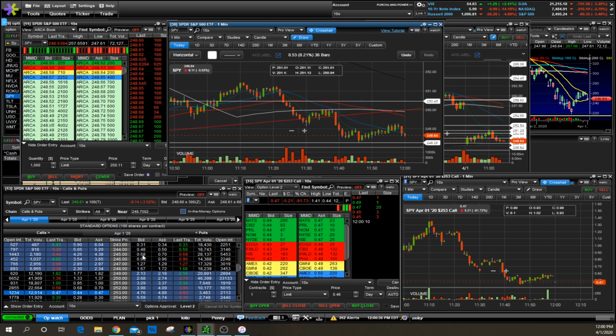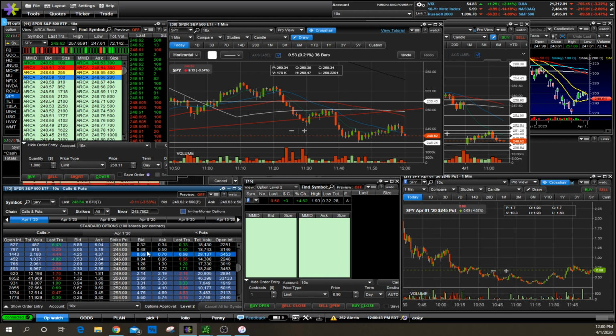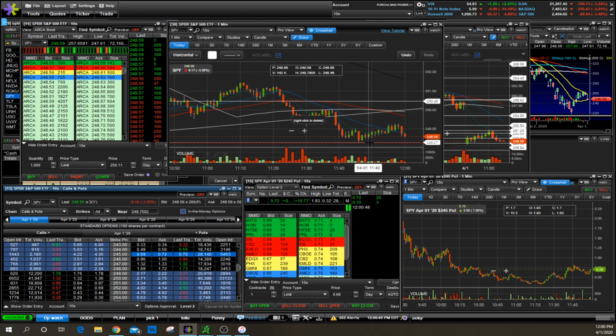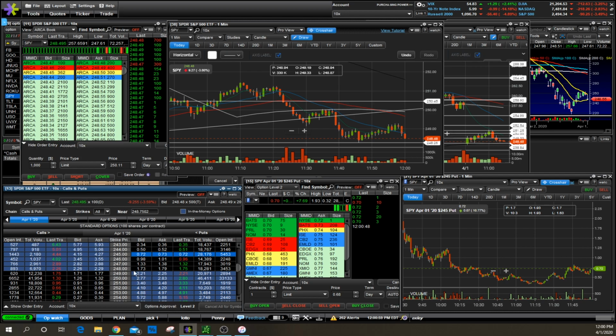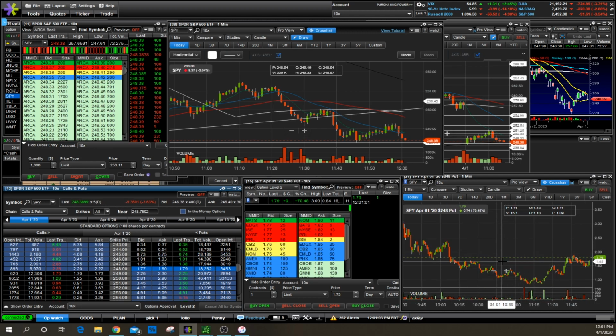Oh yeah, we're going lower. Yeah, these are perfect waves on these puts. I think we're going to 246, sorry. These hit 2. I would have been right, but I was wrong for not getting in the trade.